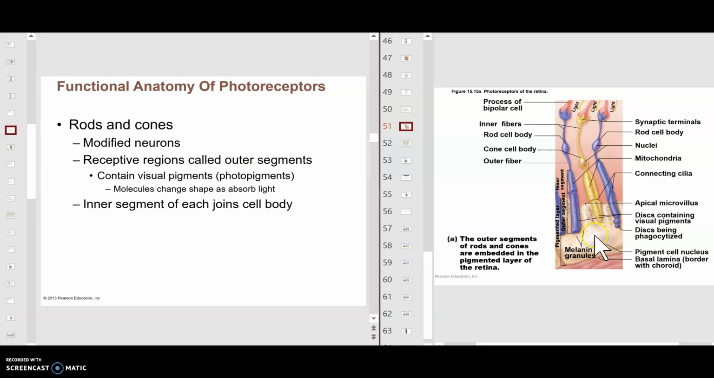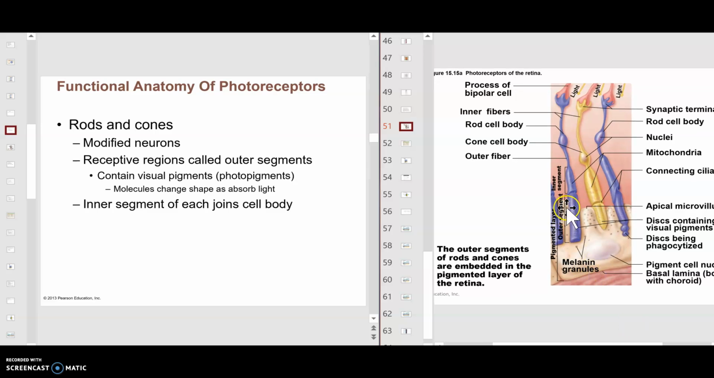This is in the pigmented layer of the retina, and they contain visual pigments which absorb light. So in this drawing, you can see this is the area which receives the light. That's a cone shape, that's a cone, that's a rod. That's the outer segment. This is the pigmented layer of the retina. Melanin granules are here. This pigmented layer also has cells that can do phagocytosis.